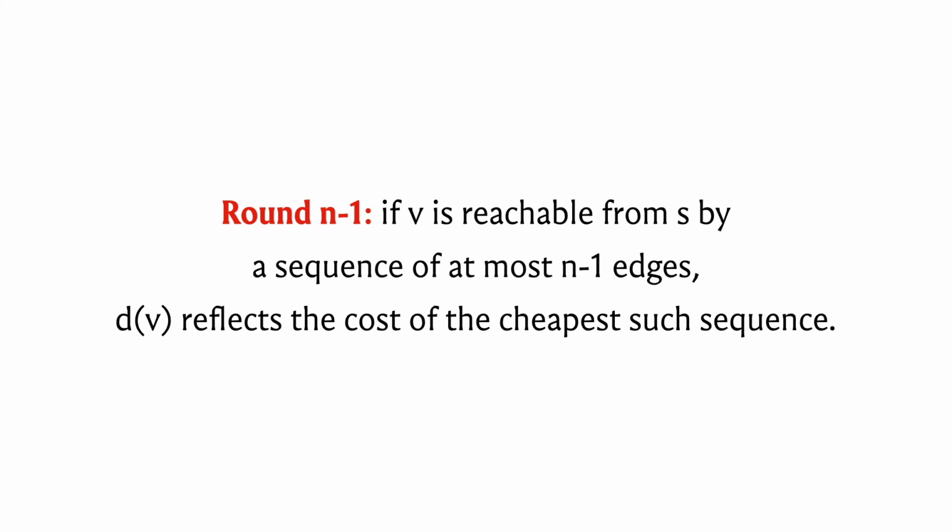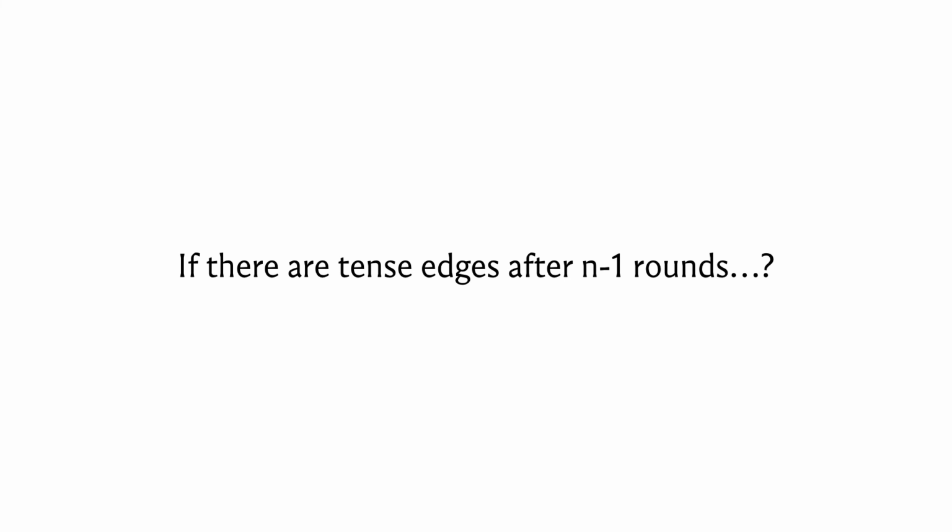So what can you say if there is a tense edge in the graph after all the n-1 rounds of Bellman-Ford have run their course and have completed their work? What can you say if there's a tense edge after all of this? Please do think about this for a moment, because the answer to this question holds a key insight with regards to this algorithm. So take a pause here and come back once you're ready.